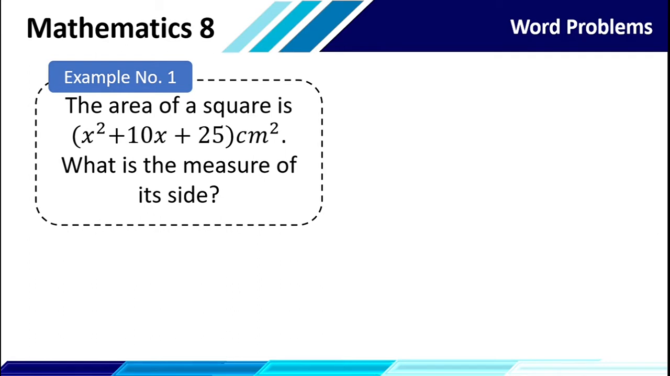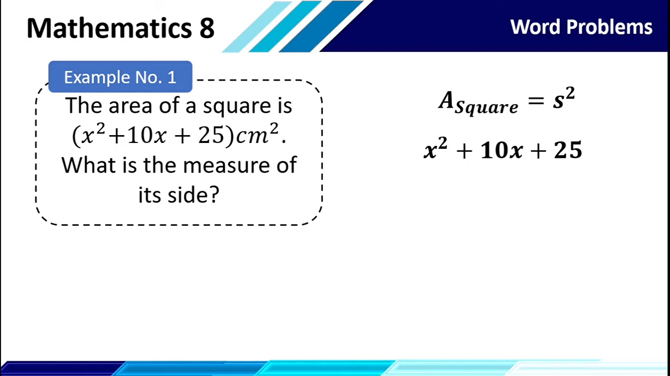Let's have example number 1. The area of a square is x squared plus 10x plus 25 centimeters squared. What is the measure of its sides? We know that the area of the square is equal to s squared or s times s. And given the area of the square, which is x squared plus 10x plus 25, let's find the measure of its side.